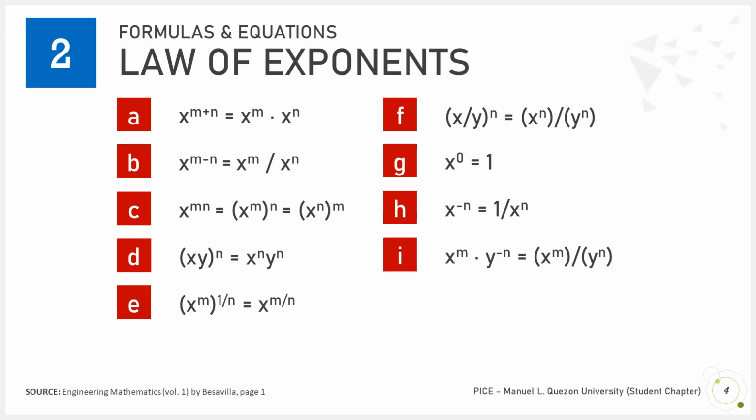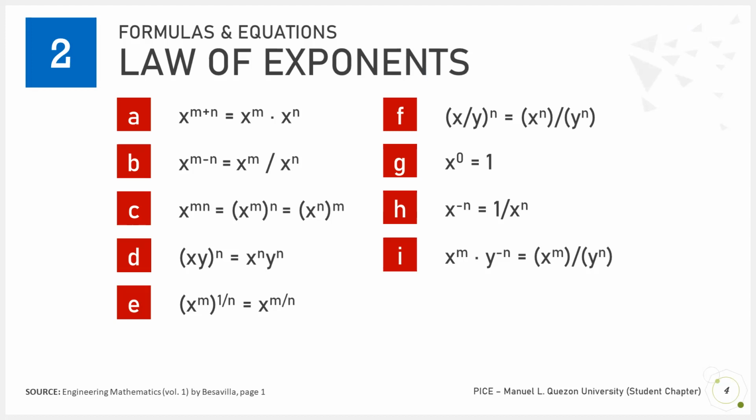For letter G, this is a general rule. So whatever the value of x is, for example, it is 1, 2, 3, 4, 5, as long as it is raised to 0, the value is 1. For letter H, if we have a term with a negative exponent, in order to make the exponent positive, we simply put the term in the denominator and change the sign of the exponent from negative to positive.